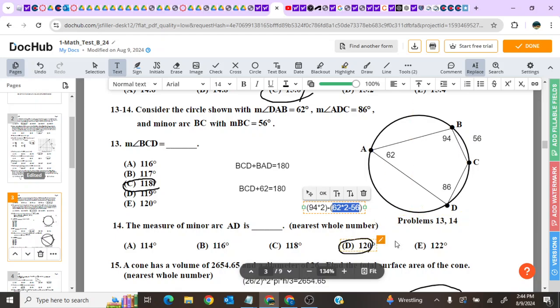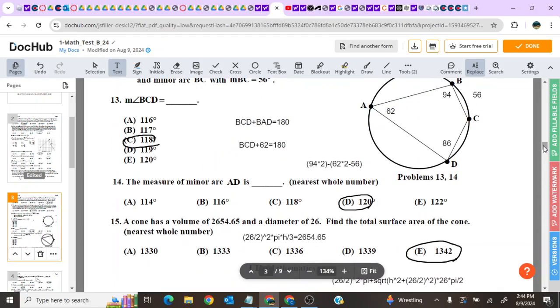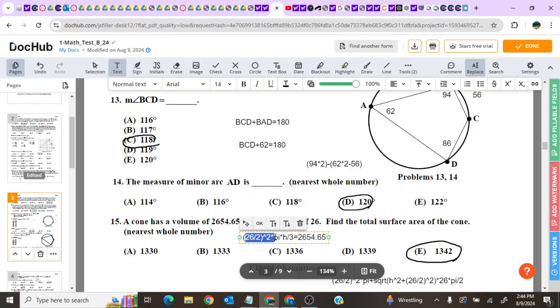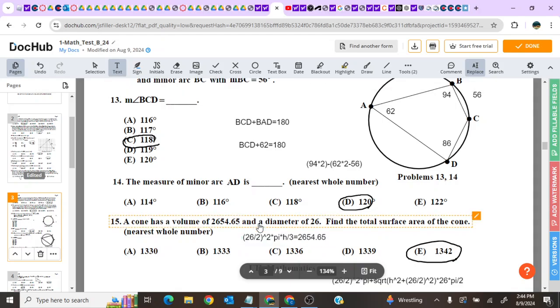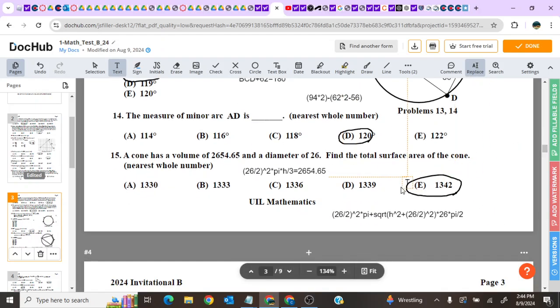And if you do that, you'll get a measurement of 120 degrees. A cone has a volume of that giant number and a diameter of that. What is the surface area? Well, we're given the diameter. Let's find the height of the cone by using our cone formula. R squared times pi times height over 3 gets you volume. Solve for your height, and it will get you a height of 15. Then once you have that, you'll use the formula for surface area.